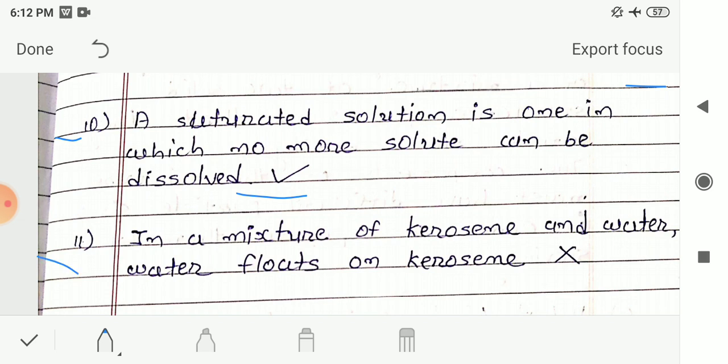Next, 11th number is, in a mixture of kerosene and water, water floats on kerosene. So here your answer is false. Water will not float on the kerosene. So your answer is false. So here our true false gets over.